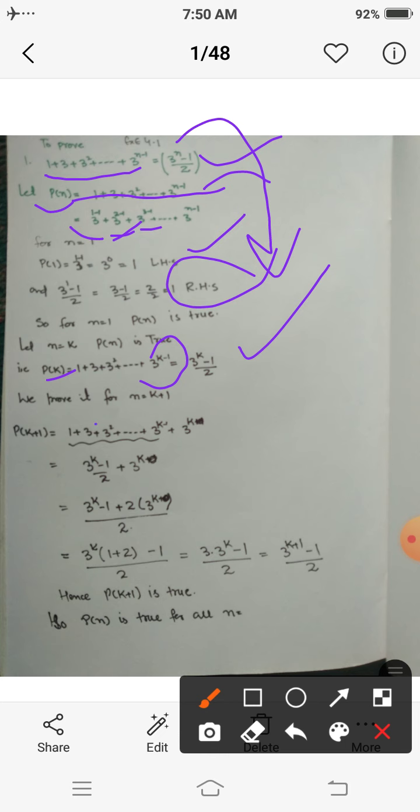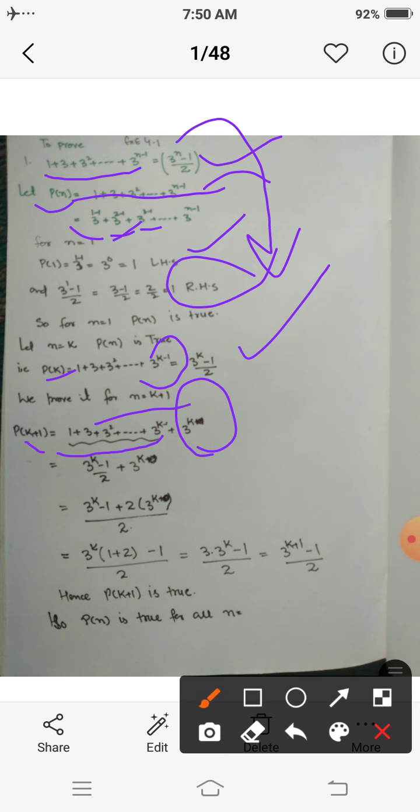Now we will prove for n equals k plus 1. Now P(k+1) becomes 1 plus 3 square up to 3^(k-1) plus 3^k, because in the given statement the last term is 3^(n-1), while if we have k plus 1, then the last term becomes 3^k. But by assumption, 1 plus 3 square up to 3^(k-1) is (3^k minus 1) upon 2, plus 3^k.